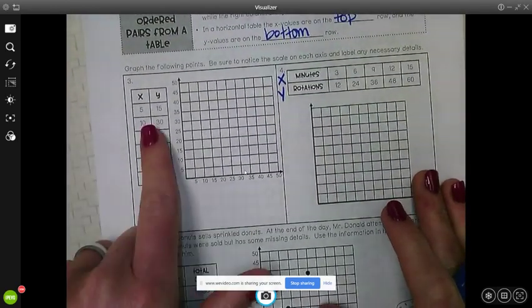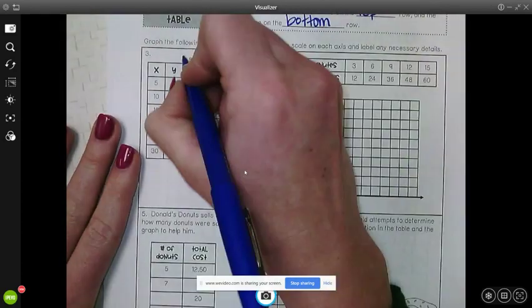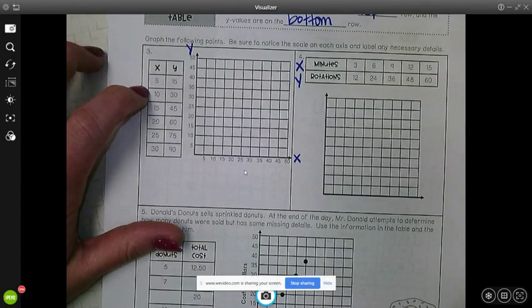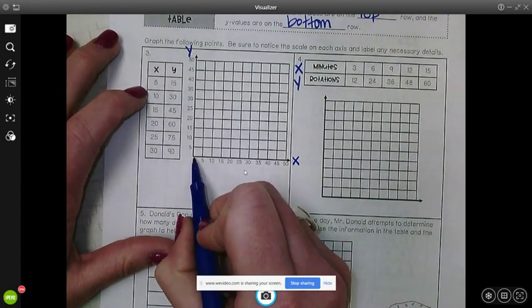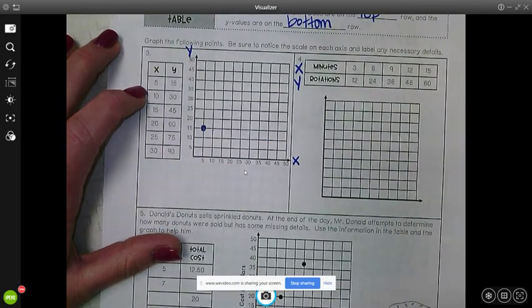Now down here, we're going to use this table to plot on our grid. So this is going to be our y, so we're going to go ahead and label that, and this is going to be our x. And we're going to go ahead and find 5, 15. So that means we're going to go over 5 and up 15. So we're going to plot that right there.